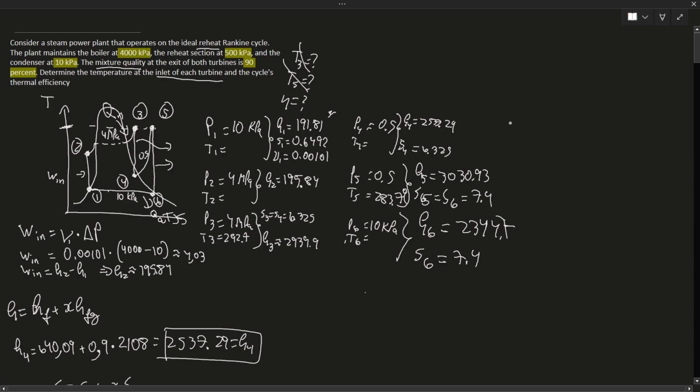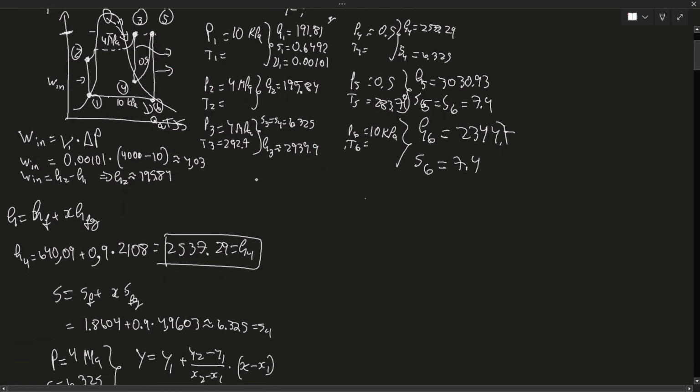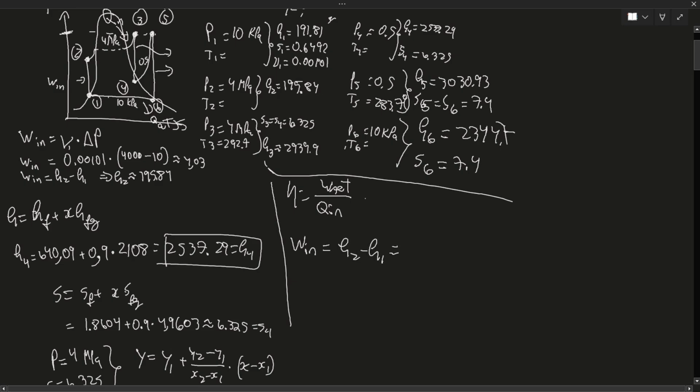Let me just move over here and write it down. W net divided by Q in. W in is equal to H2 minus H1, which is all over here. We have the two values. Plugging in those two numbers that we wrote on top, you should get a W in of about 4.03.